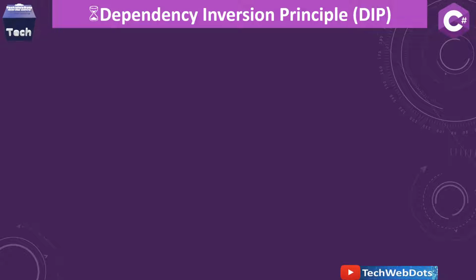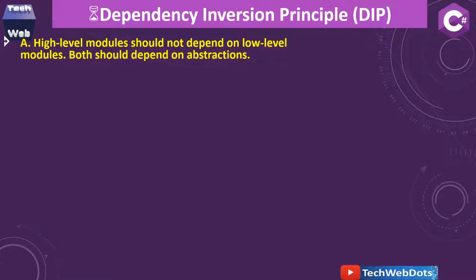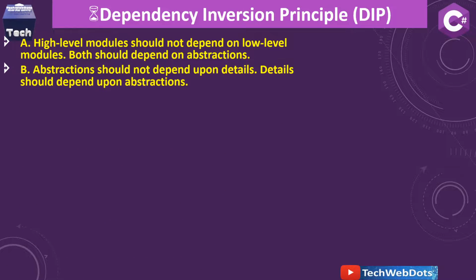So what is the dependency inversion principle? Under this principle, there are actually two rules. The very first one is that a high level module should not depend upon low level modules, and both should depend upon abstractions. And the second one is that abstractions should not depend upon details, but details should depend upon abstractions. Don't worry if these lines are not clear at this moment, I will explain in detail as we move ahead in the session.